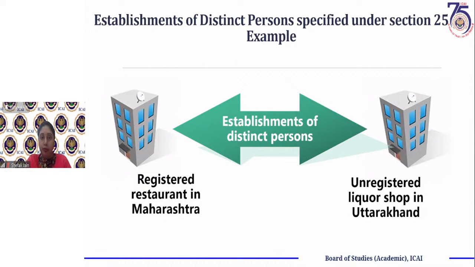We had already discussed that a person who is making a non-taxable supply from any state, in that particular state, he can opt not to take registration. So he has not taken registration because he is not required to pay any GST in Uttarakhand. It is not subject to GST. Liquor is not subject to GST. So these two establishments are establishments of distinct persons. So hope this concept of distinct person and establishment of distinct persons is clear to you.